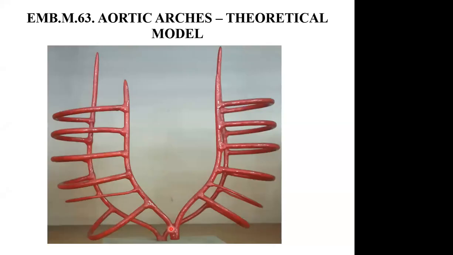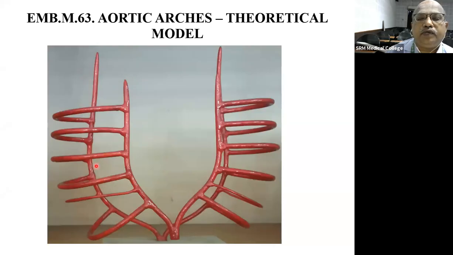Aortic arches. So this is your ventral aorta. This is your dorsal aorta. Both are getting fused down. Connecting these two, what we have is your aortic arches. How many are there? 1, 2, 3, 4, 5, 6.